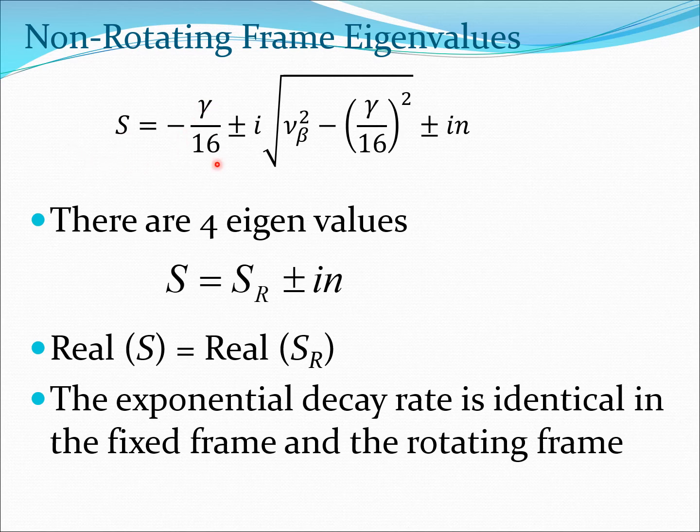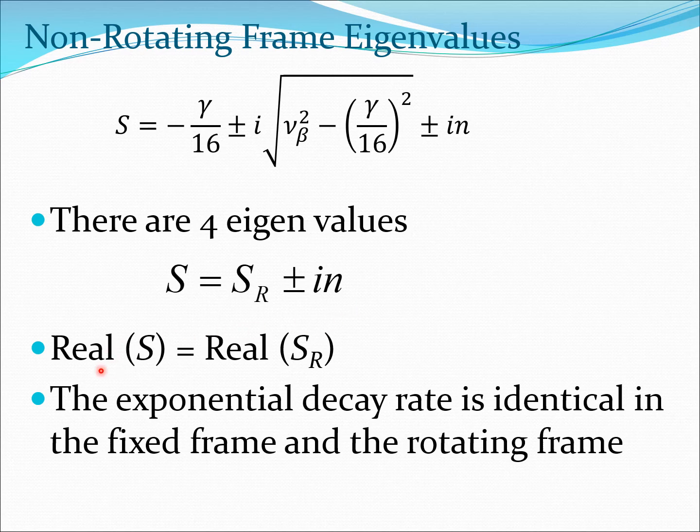So S is minus gamma by 16 plus or minus i root of nu beta square minus (gamma by 16) square, plus or minus i n. If you recall from our previous lecture, the term involving gamma and nu beta is essentially the same as SR. So we can write this S as SR plus or minus i n, and these are the eigenvalues for the second and third equations, which involve beta nc and beta ns.